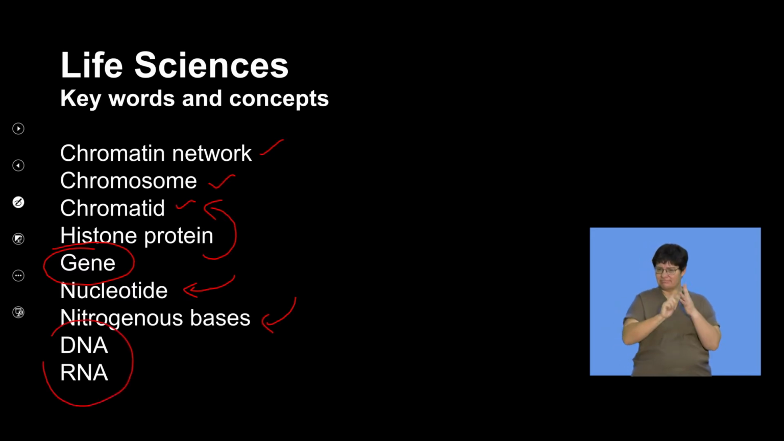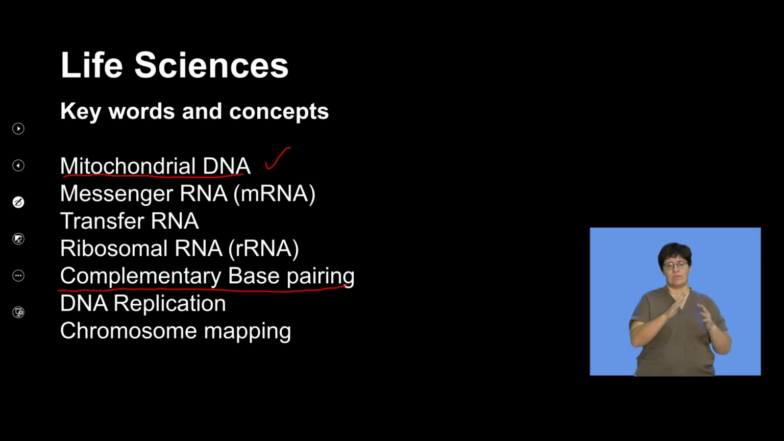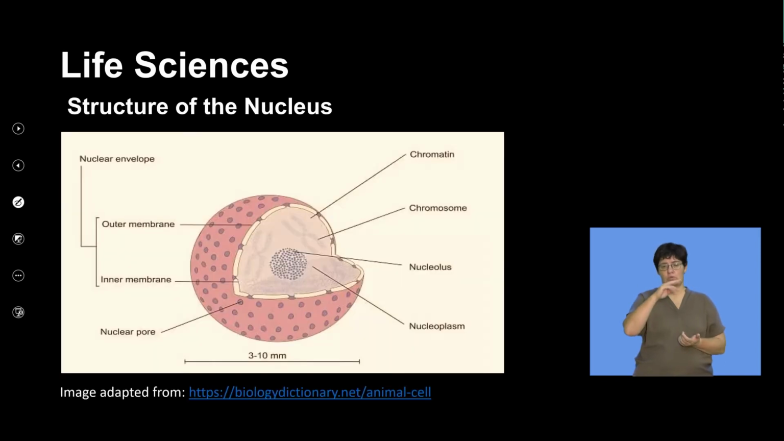We're going to spend some time looking at DNA and comparing that to RNA. I will mention the types of RNA and DNA, and we're going to talk briefly about mitochondrial DNA. We can also refer to complementary base pairing, especially when we look at DNA replication, and we're possibly going to get to chromosome mapping during the course of the lesson.